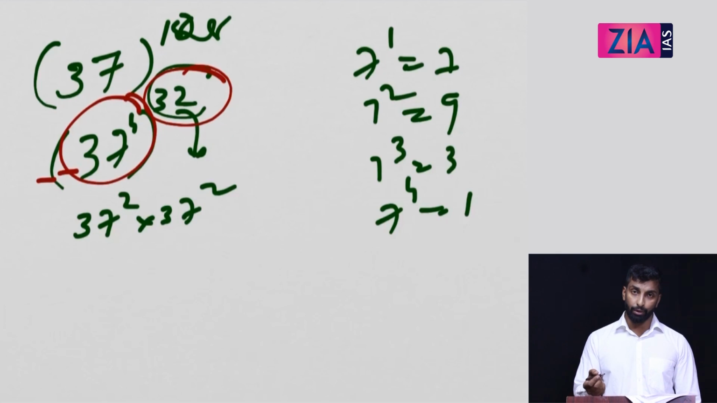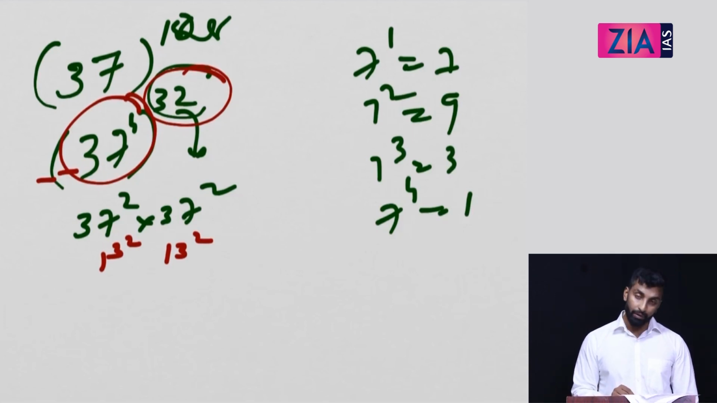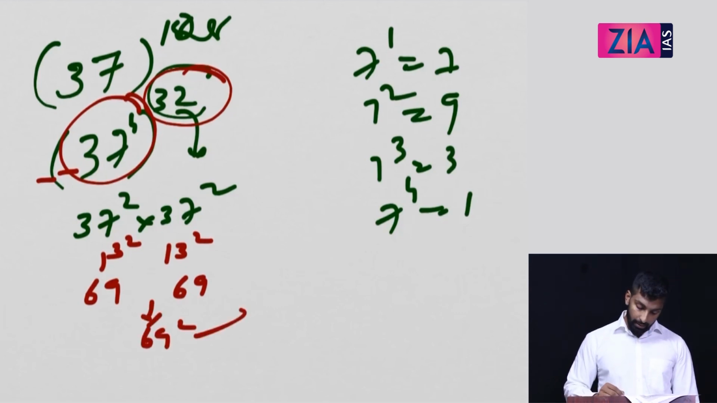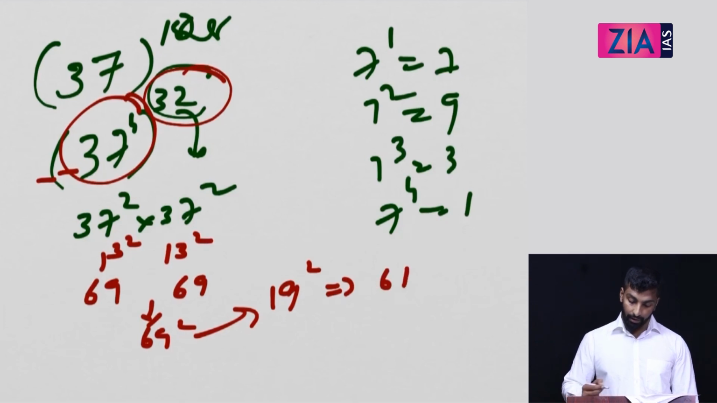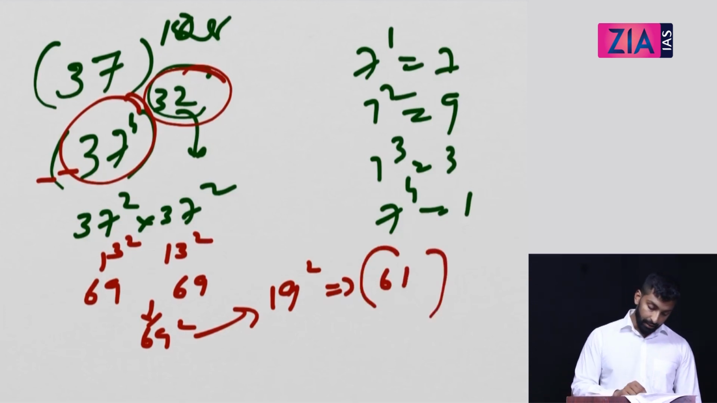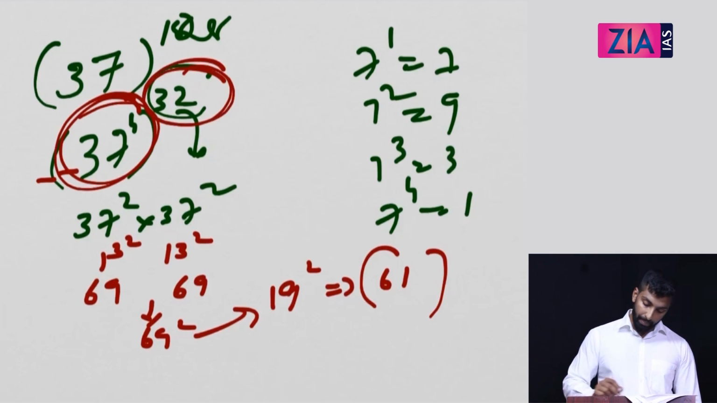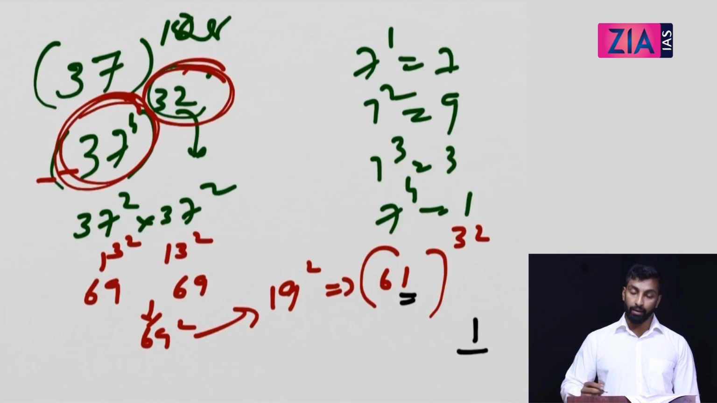So 37 square, 37 square. I don't know what is 37 square. I know what is 13 square, right? I'll write it as 13 square. This is also 13 square. So this is nothing but 169. So I'll write it as 69. I'll write it as 69. So this becomes 69 square. I don't know what is 69 square, but I'm sure that 69 square last two digits will be similar to 19 square, right? So what is 19 square last two digits? It is nothing but 61. Now, I got the last two digits of 37 raised to 4. Now I can put the power also, right? 32. Now what is your answer? Last digit will be 1 because this is ending in 1. Previous will be 6 into 2, that is 2.